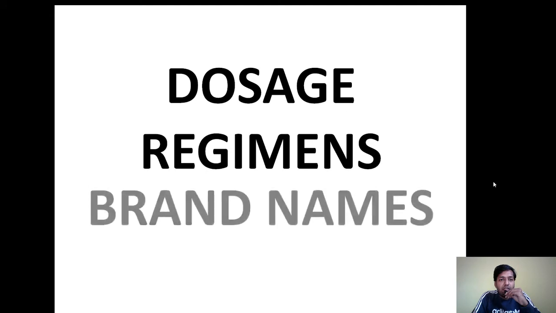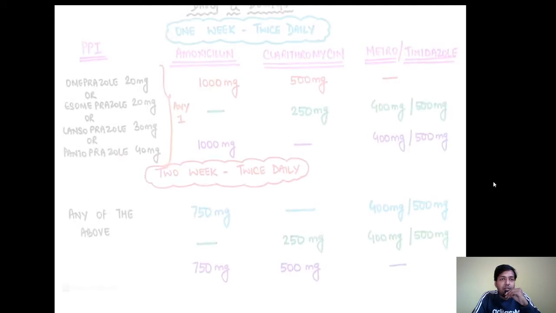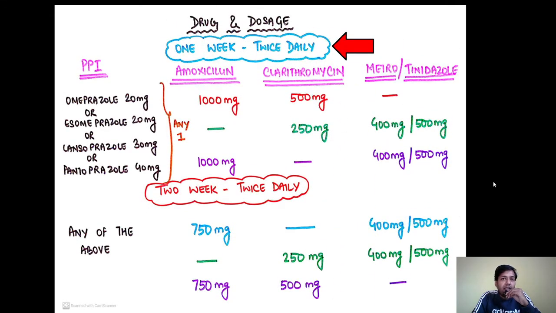Okay, dosage regimens and also the brand names. So very important, there are 2 kinds of regimen. There is a 1 week twice daily or there is a 2 week twice daily. Remember, in all these regimens we can use any of these proton pump inhibitors. We can use omeprazole 20 milligram or esomeprazole 20 milligram, or lansoprazole 30 milligram, or pantoprazole 40 milligram. Any one of them you can use, it is not a problem.